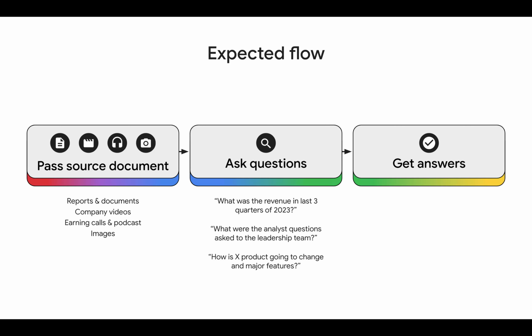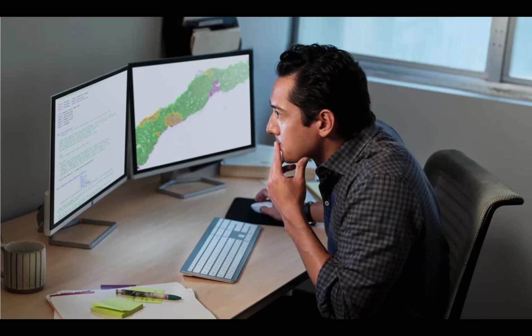So let's say Google did some product launch, and you don't want to spend too much time going through so many videos. You just want to get this answer, which is, hey, what is Gemini and what are the different features of Gemini? And you get the answers to it. And that's pretty much what we have as the expected flow for it.